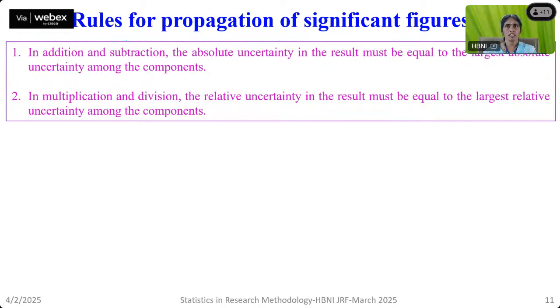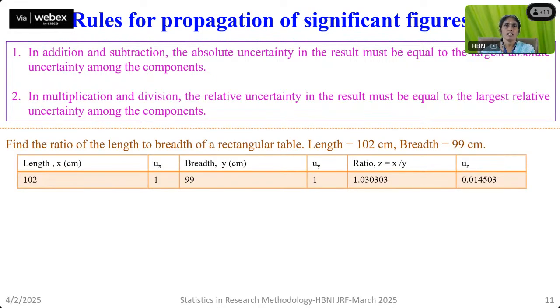When we do multiplication and division, the relative uncertainty in the result must be equal to the largest relative uncertainty among the components. Here it is not just by counting the number of significant figures. Sometimes you may land up with a wrong result. This example tells you that. You calculate the relative uncertainty, then only you proceed.